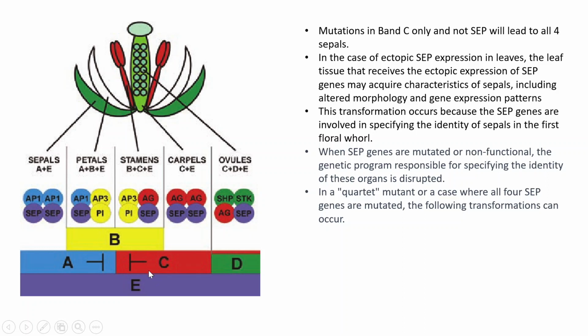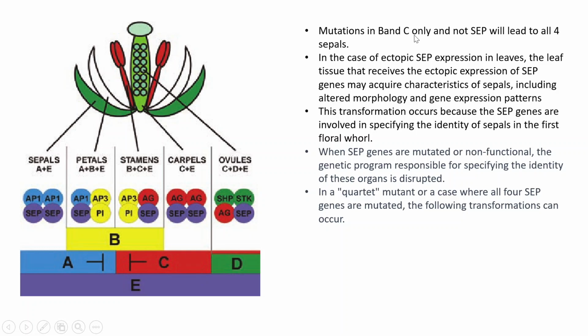Stamens, we have C playing here, AG. C here, so we have red thing. Carpels, red and only SEP. Ovules, green, D gives the green thing. We have also red and this blue from the E gene.